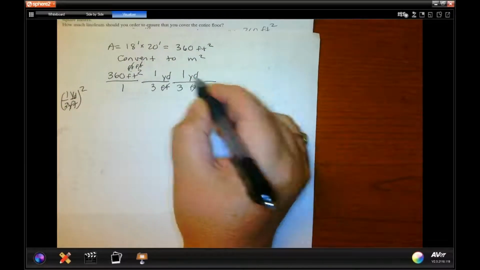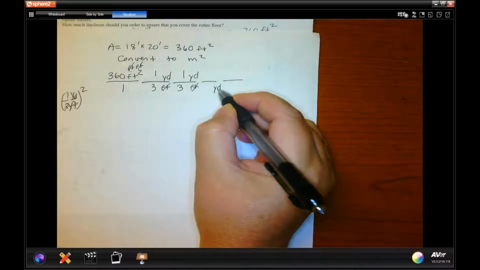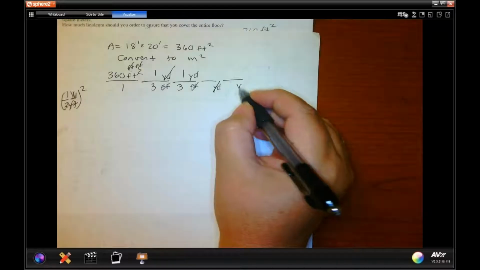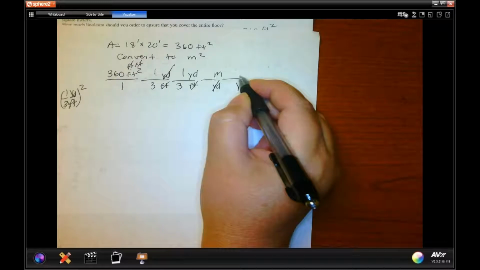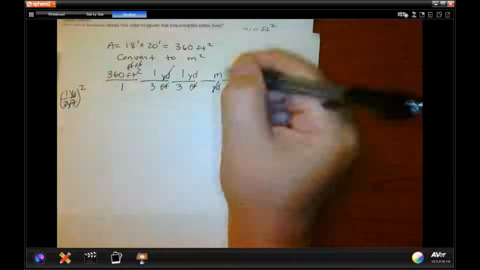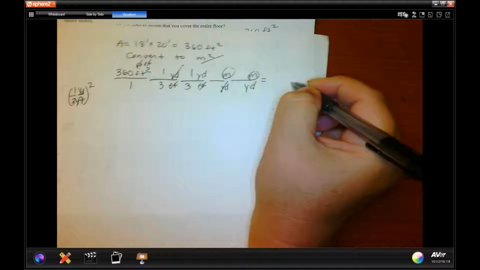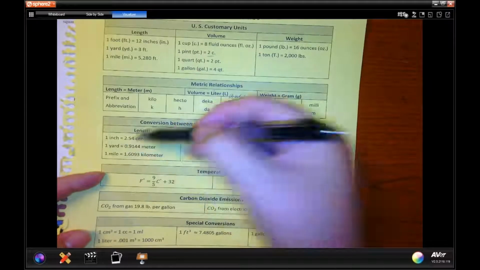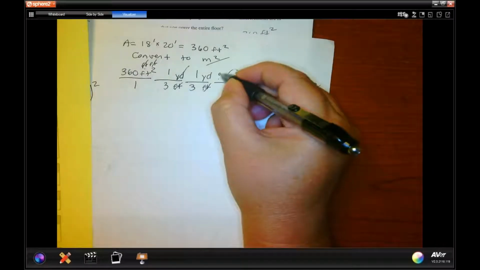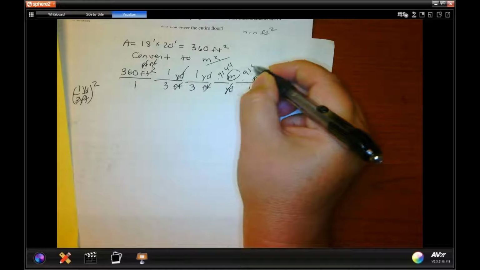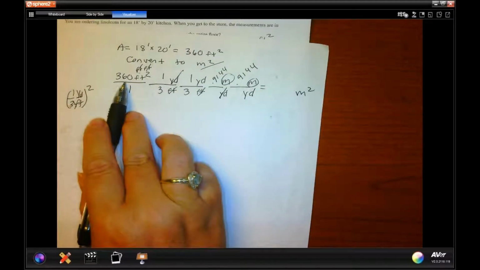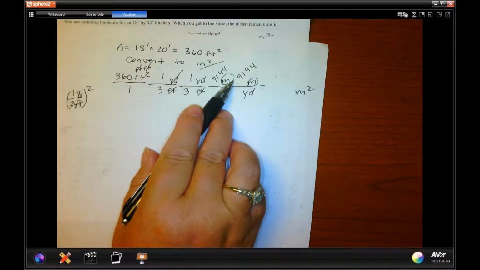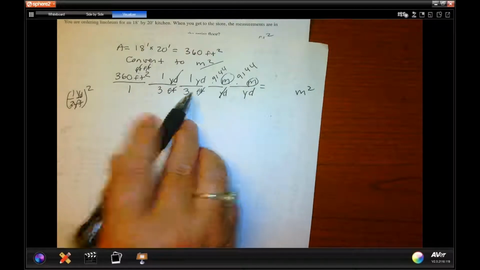So now I have to get rid of yard twice. Because remember, the whole factor label is you're canceling common factors numerator to denominator. And go to meter. And I want meters squared. That's my goal. Then I look and I have 1 yard is 0.9144 meters. So this is one I'm going to multiply 360 times 0.9144, 0.9144, and then divide by 3, divide by 3.